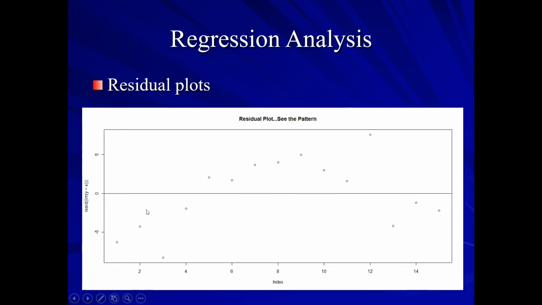Here, I do have a pattern. Notice, I have a quadratic pattern in my residuals. So now, instead of having y hat equals beta 0 hat plus beta 1 hat times x_i, I might have y hat equals beta 0 hat plus beta 1 hat x_i plus beta 2 hat x_i squared. And so I need to add a squared term to my model.